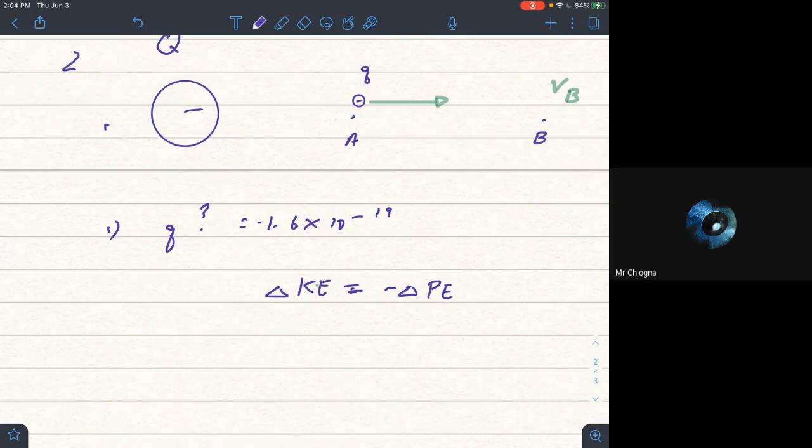It doesn't matter what type of field it is. The left side's always 1/2 mvb squared, in this case, minus 1/2 mva squared. What is 1/2 mva squared? What's VA equal to? I let the electron go, let it do its thing at point A. You just said it would be repelled by big Q. So what speed did it start at? 0. Yeah, so this is 0.